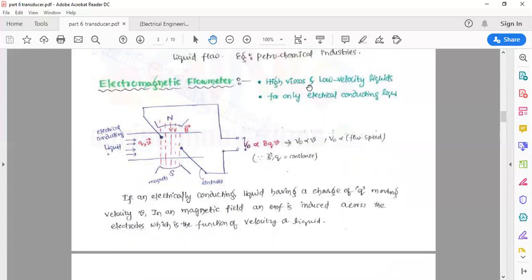Let's read out. It is used for high viscous and low velocity liquids, and only for electrically conducting liquids, and this is the disadvantage of the electromagnetic flow meter. It can be used only for electrically conducting liquids. If an electrically conducting liquid having a charge of Q moves with velocity v in a magnetic field, an EMF is induced across the electrodes, which is a function of the velocity of the liquid. This is our electromagnetic flow meter.